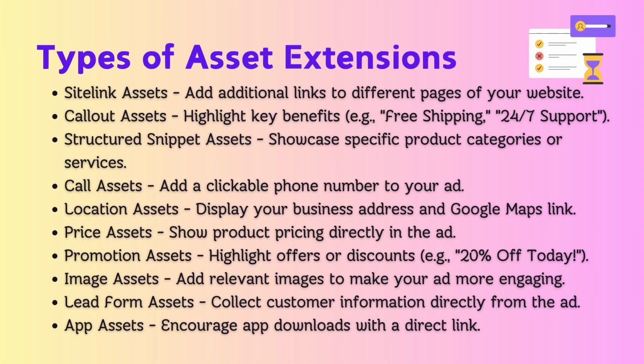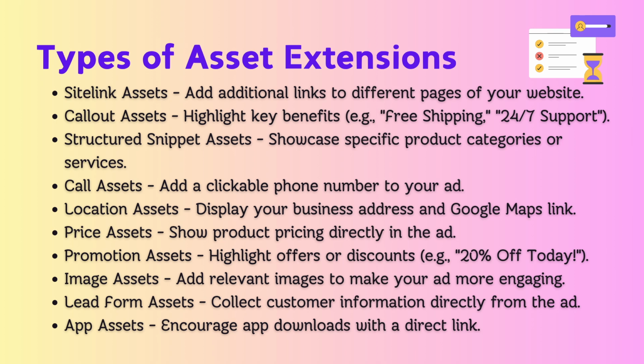What are the types of assets? There are many types of assets. We have sitelink assets, which add additional links to different pages of your website. Callout assets, which highlight key benefits like free shipping and 24/7 support, and give supporting callout actions to bring in the customers. The next one is structured snippet assets. It showcases specific product categories or services. It basically highlights the most important product categories you are going to add.